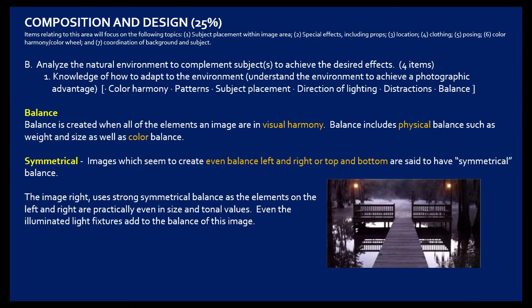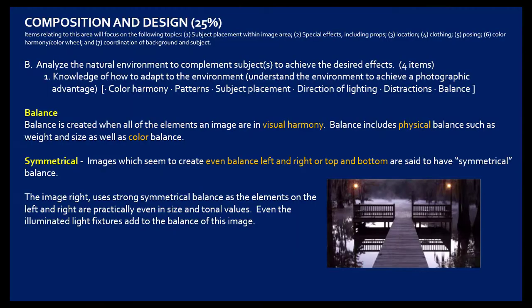Next, let's talk about balance. Balance is created when all of the elements in the image are in visual harmony. Balance includes physical balance in relationship to weight and size, but it also includes balance in color. Let's take a look at two different types of physical balance, symmetrical and asymmetrical. Images which seem to create even balance left and right and top and bottom are said to be symmetrical in balance. Let's take a look at this image.